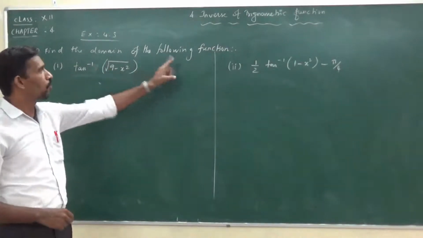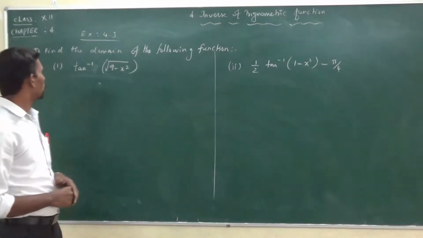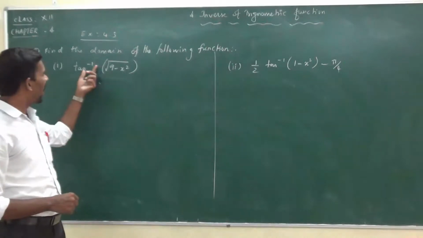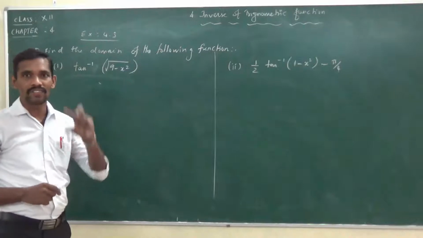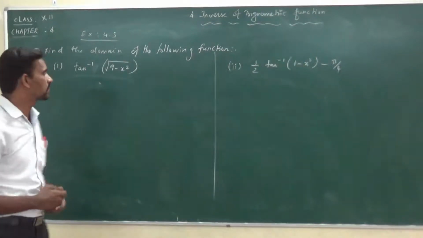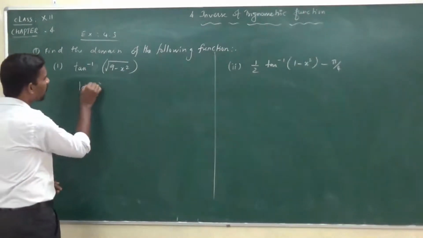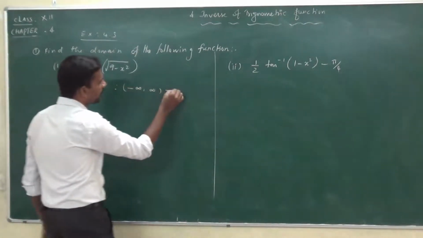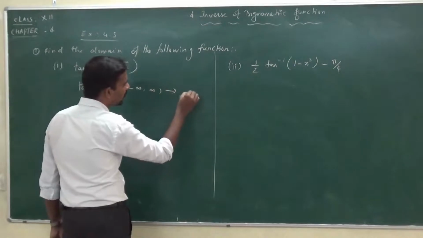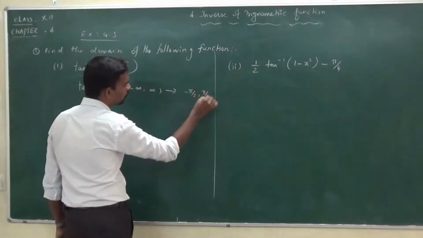Hi students, this is exercise 4.3. Find the domain of the following function. So question number 1. The given function is tan inverse of root of 9 minus x squared. First of all, we have to recall the definition of tan inverse of x. The tan inverse of x is defined from minus infinity to plus infinity, with range minus pi by 2 to plus pi by 2.